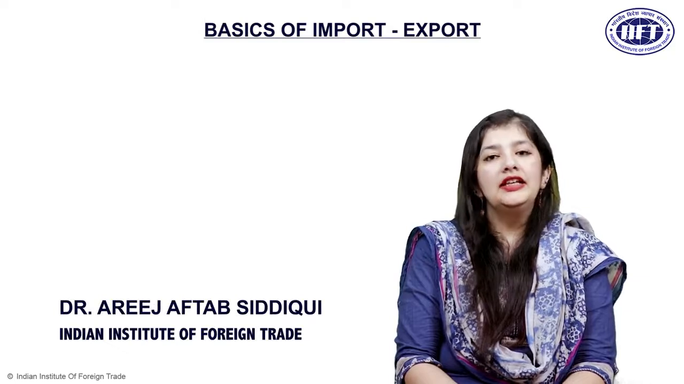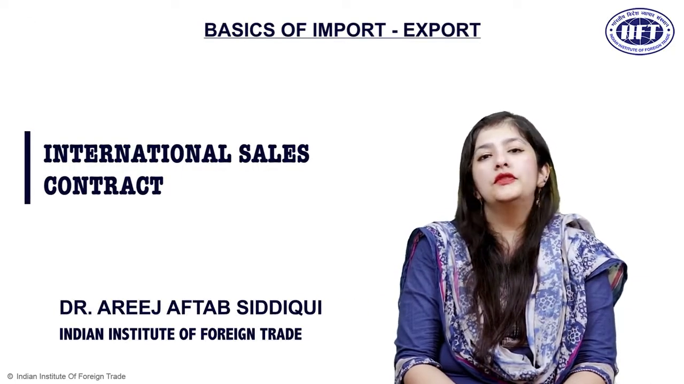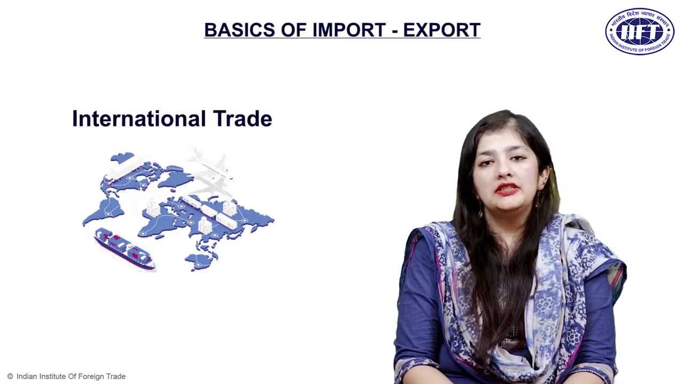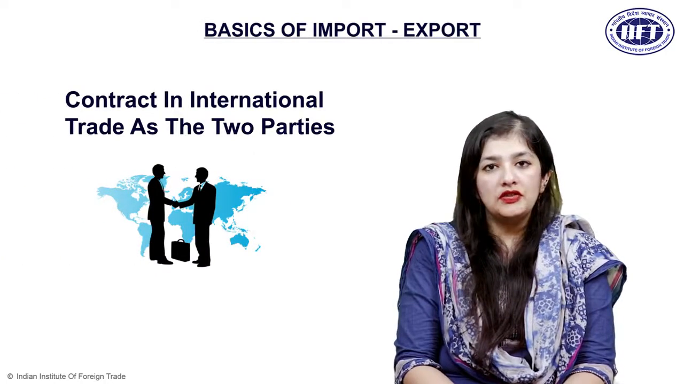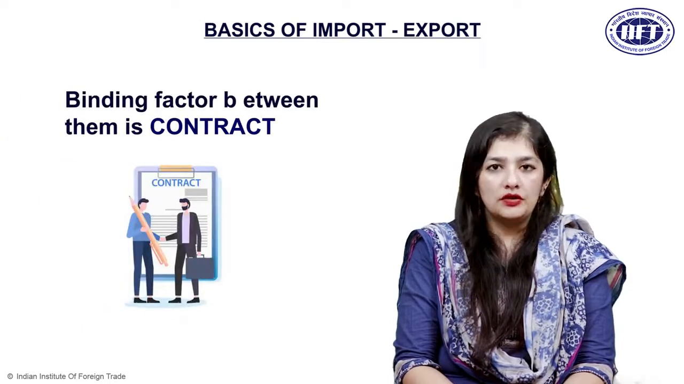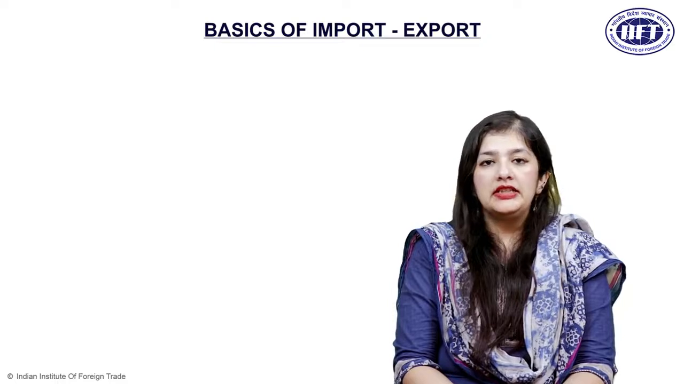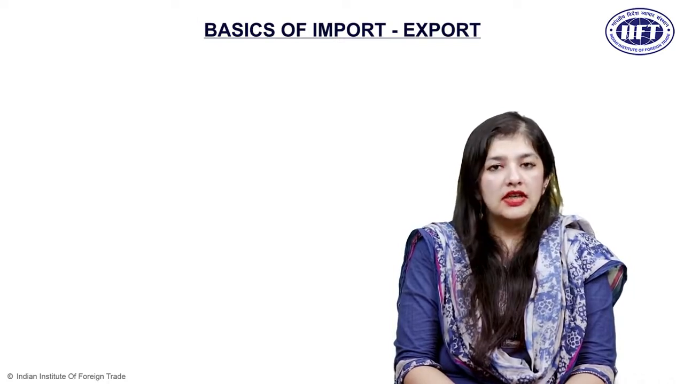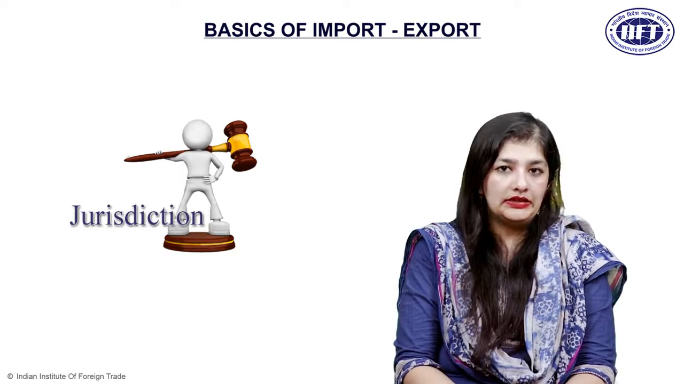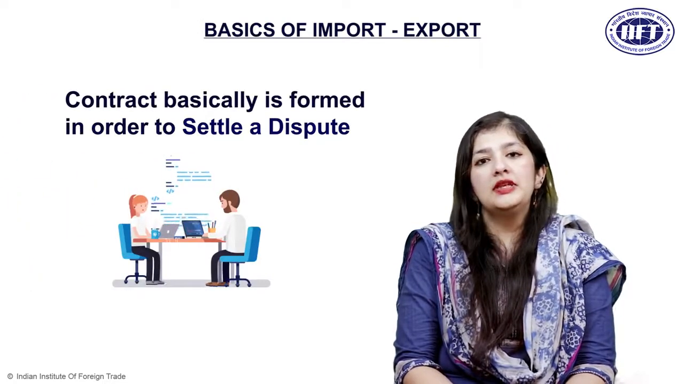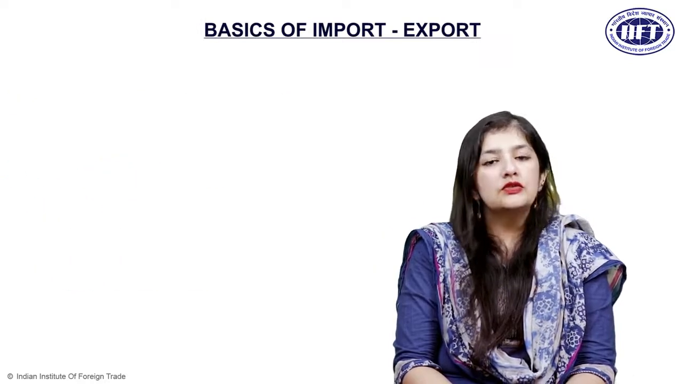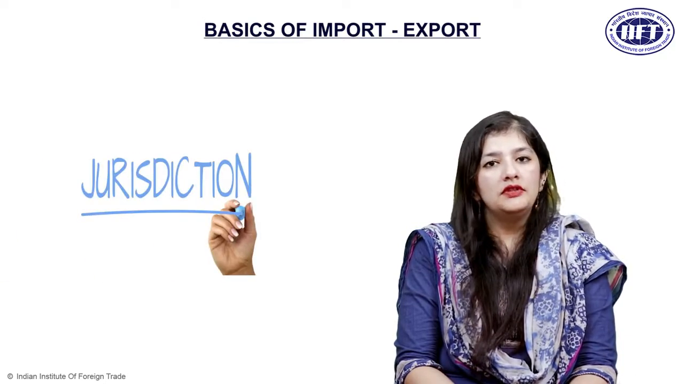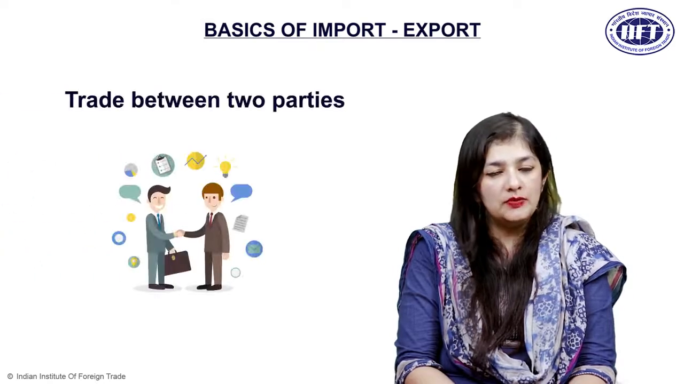I am Dr. Areed Siddiqui and today we are going to have a look at one of the very important aspects of international trade, which is a contract. In international trade, as the two parties are not in the same country, the only binding factor between them is a contract. When we talk about a contract in case of international trade, we are going to see in today's session various important clauses in a contract, the jurisdiction where disputes may be settled, as we all understand that a contract basically is formed in order to settle a dispute. So, how to settle a dispute in terms of various clauses in a contract? Where is the jurisdiction whenever we are understanding or analyzing the terms of trade between two parties?